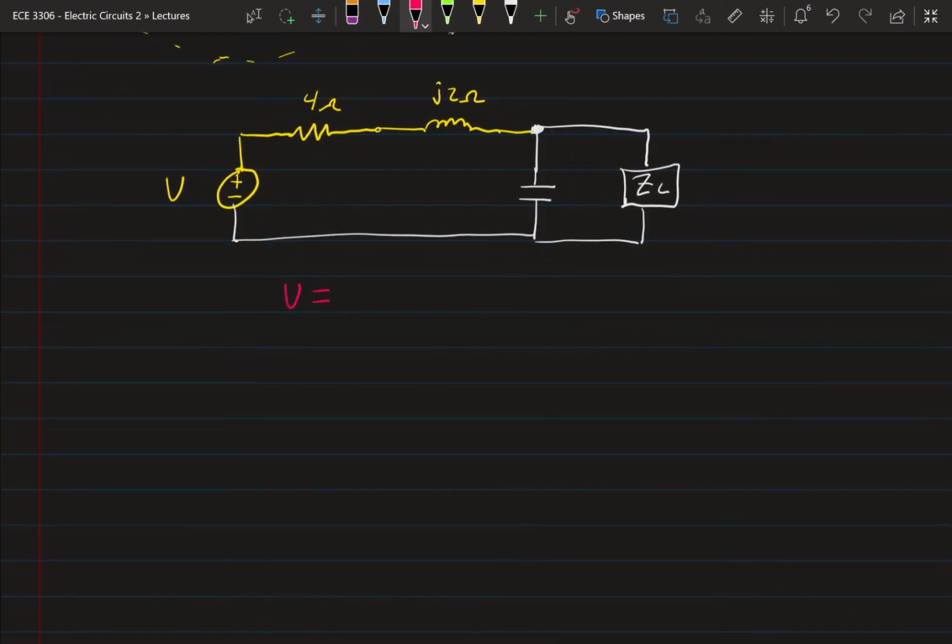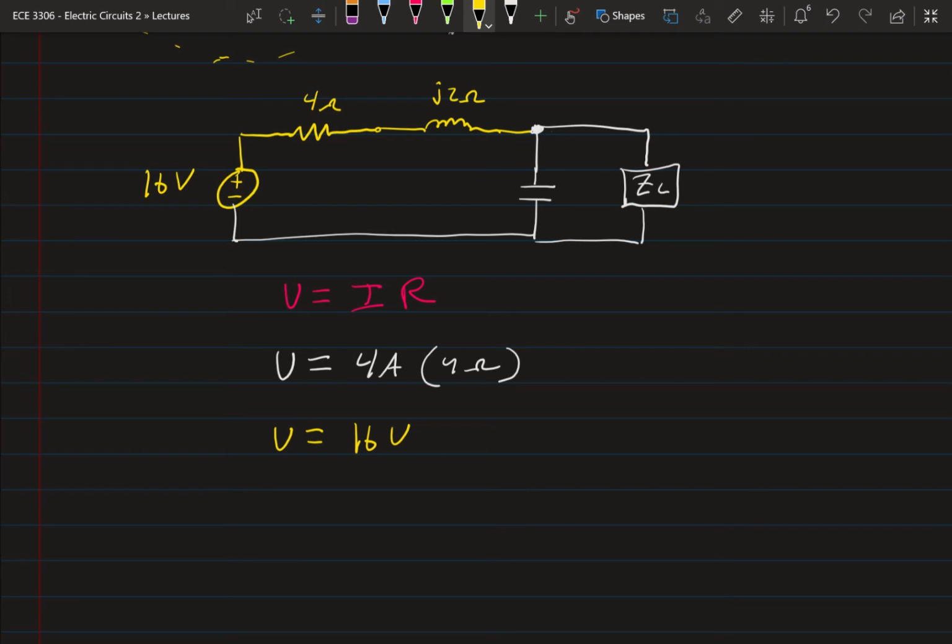So we need to figure out what our V is. We remember that V is equal to I times R. So for us, our V is equal to our I, which was 4 amps, times our 4 ohms. Easy enough. That means our voltage V is equal to 16 volts. So we've got 16 volts sitting right there.